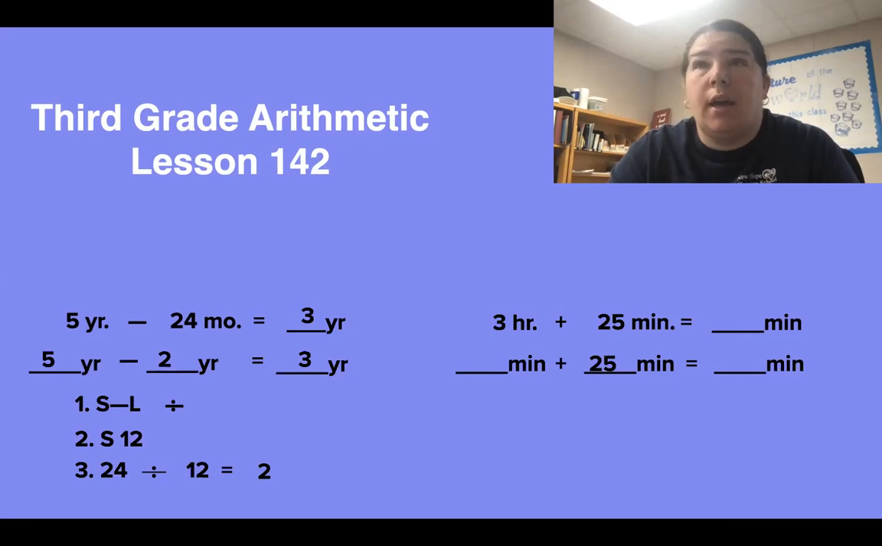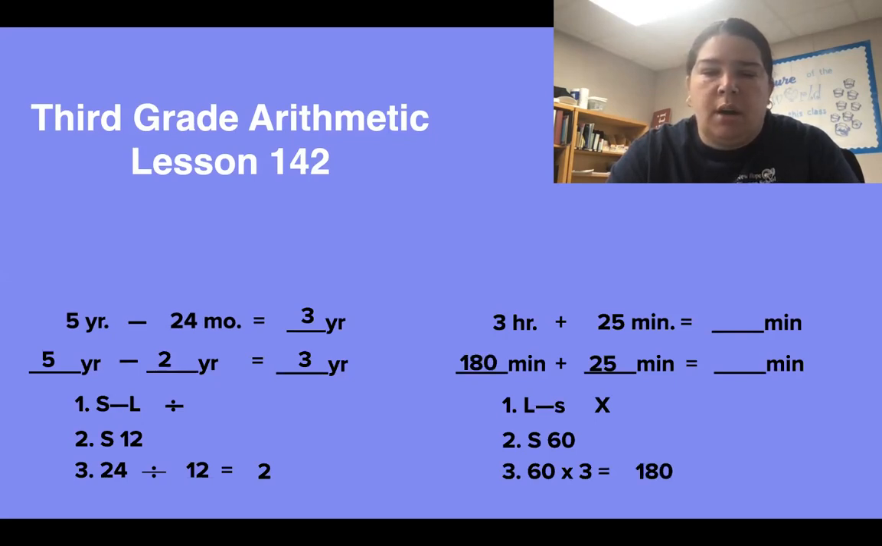Okay, let's go ahead and find out how many minutes are in 3 hours. We need our steps. Are we going from smaller to larger or larger to smaller? We're going from larger to smaller. There's 60 minutes in an hour. Therefore, we're going to multiply our 60 times the 3 hours, giving us 180 minutes. When we put that number in our equation, we have 180 minutes plus 25 minutes equals 205 minutes. Very good. And then we put it in the last box.